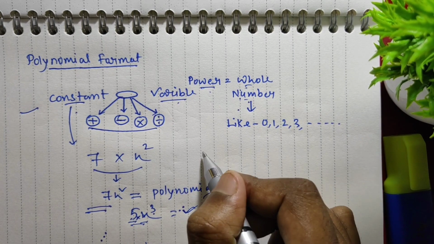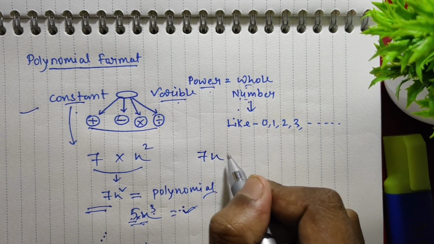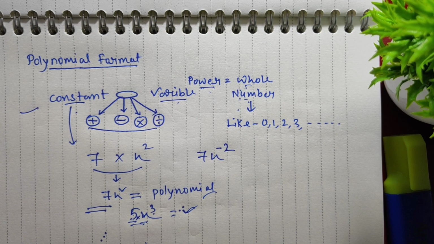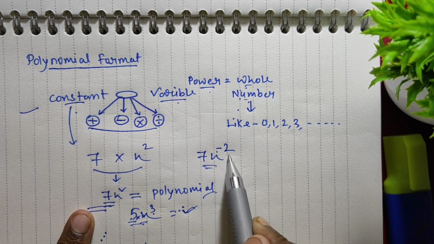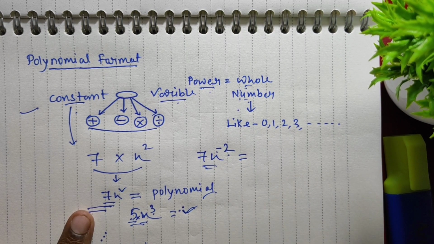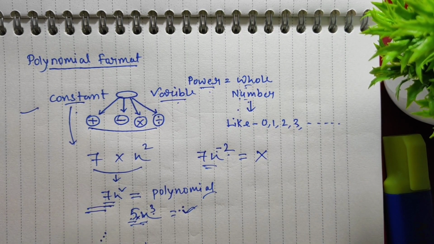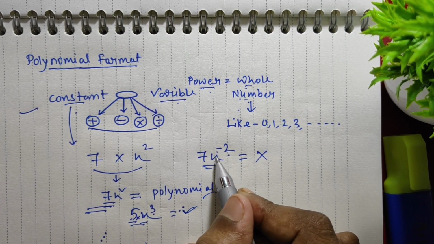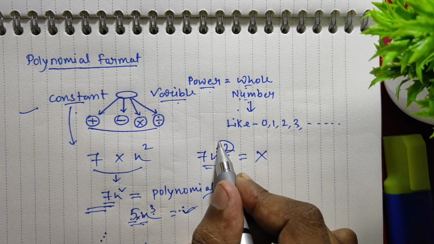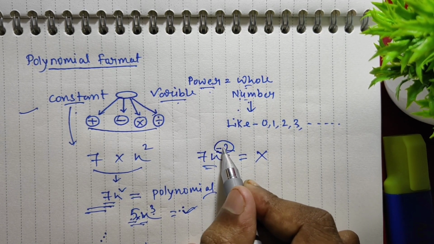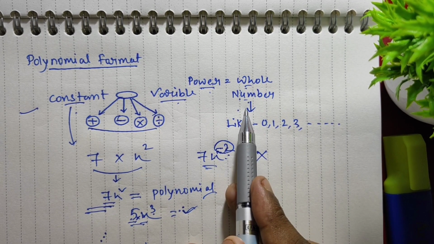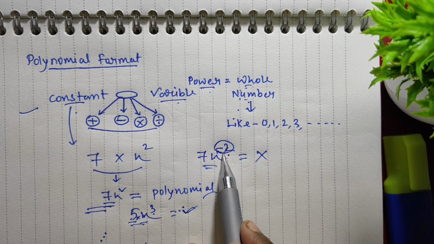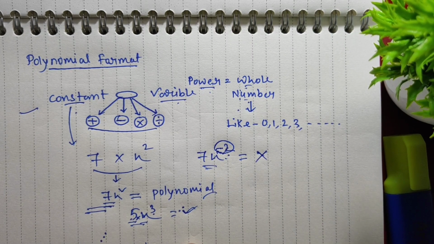Now if I write here 7x to the power minus 2, see, this and this are almost the same, just the power is minus 2. Now is it a polynomial? The answer is no, because due to the power, the power is not a whole number, this is a negative number, minus 2, and whole numbers are not negative numbers.